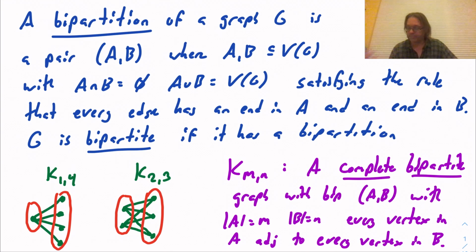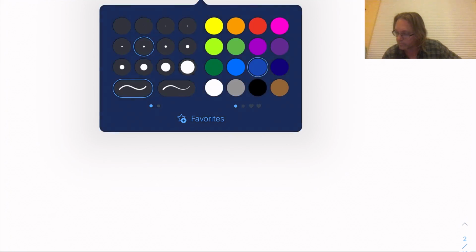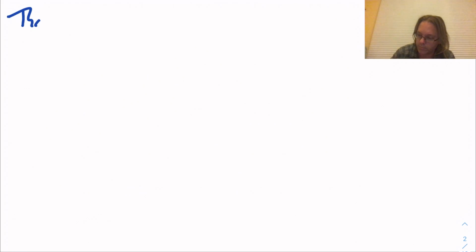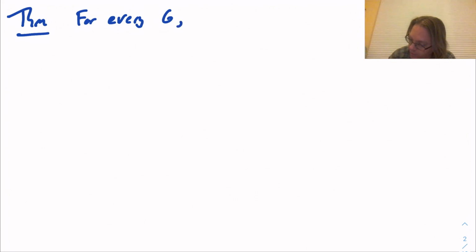So let's get rolling with that. For every graph G, the following are equivalent. I'm just going to write this. The following are equivalent, TFAE. Actually, maybe I'll leave those dots out. For every graph G, the following are equivalent.